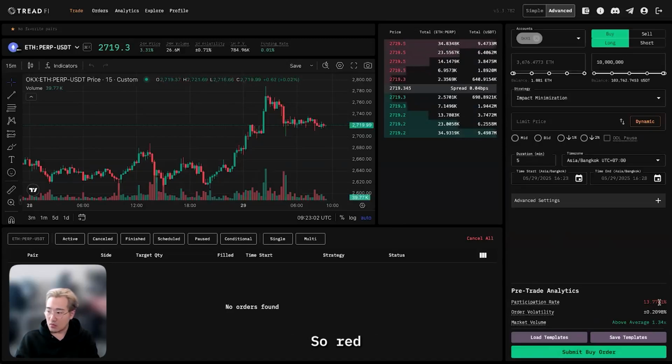and you'll see that the color also changed. So red is a warning. 13% participation rate is quite aggressive. What this means is as you're trading this over 5 minutes, you'll likely be 13% of the market volume. That may impact the prices a bit more.